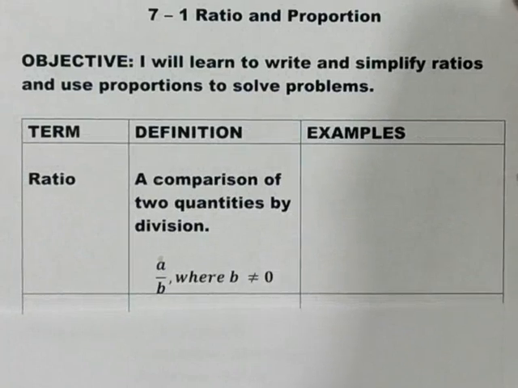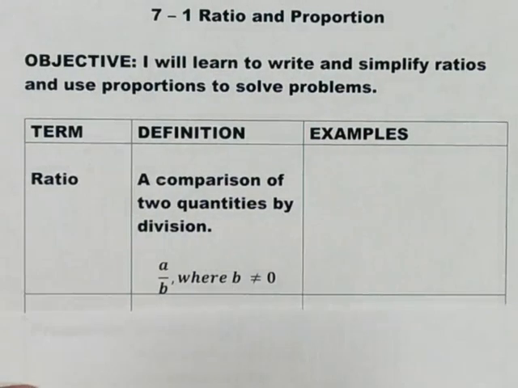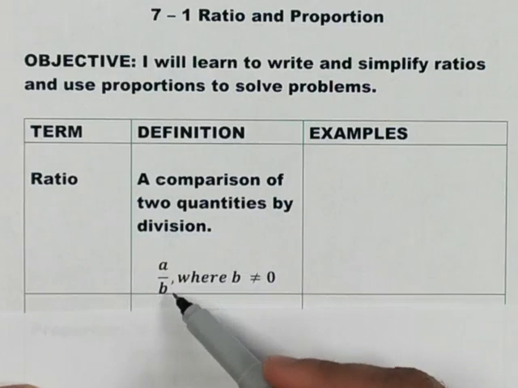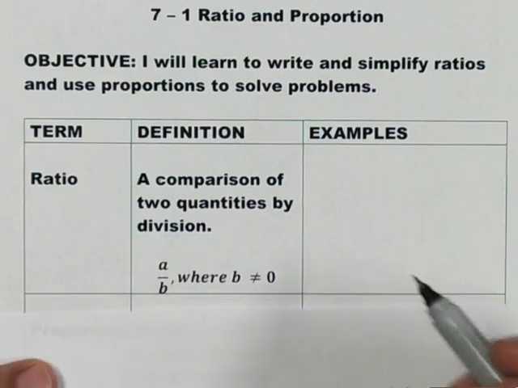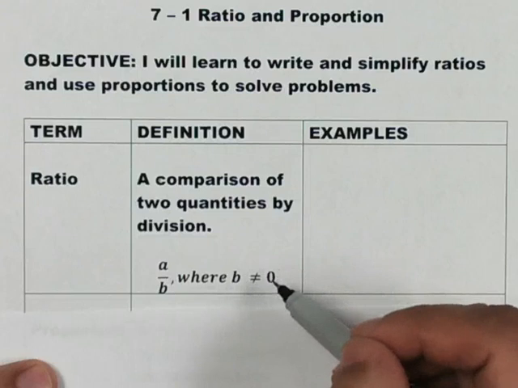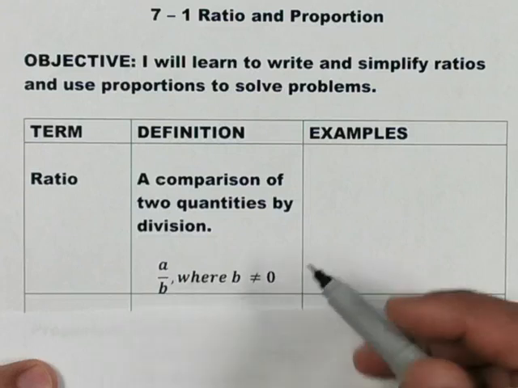All right, and a ratio is a comparison of two quantities by division. And that's going to be something where we have A over B in fraction form where B cannot be 0. All right, so we're comparing two things and the second, or the denominator, cannot be 0.